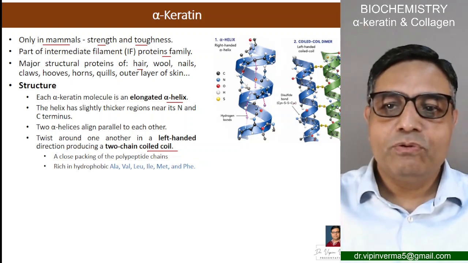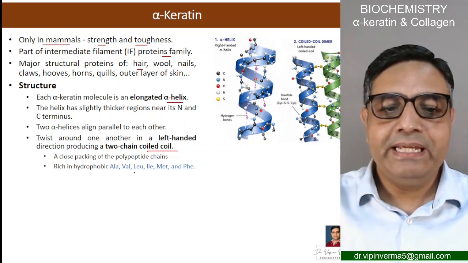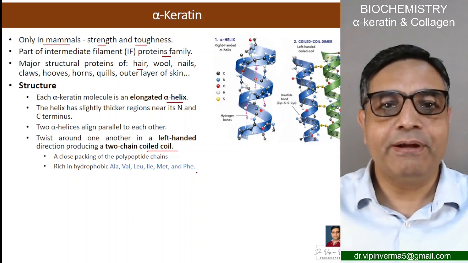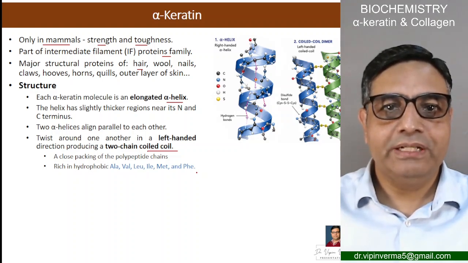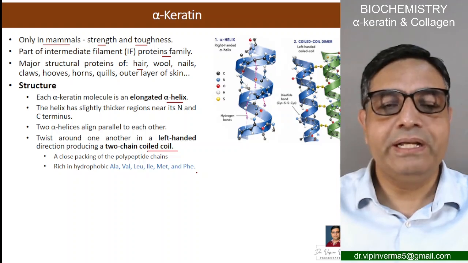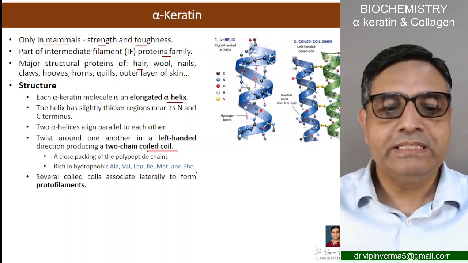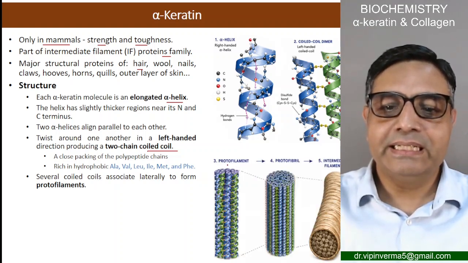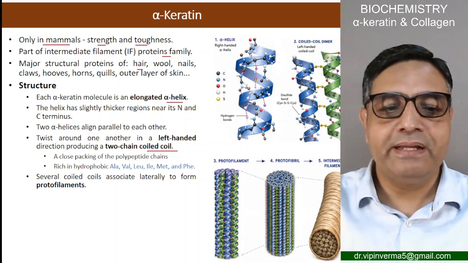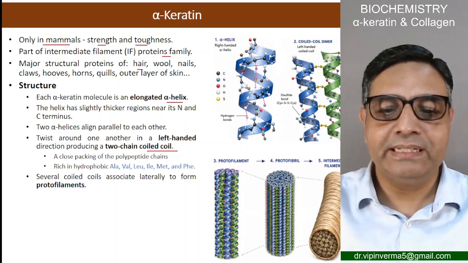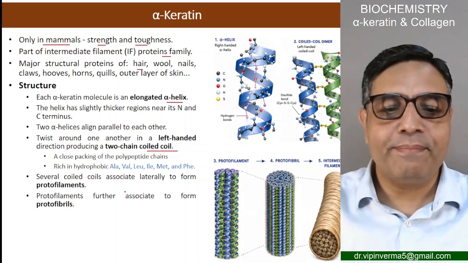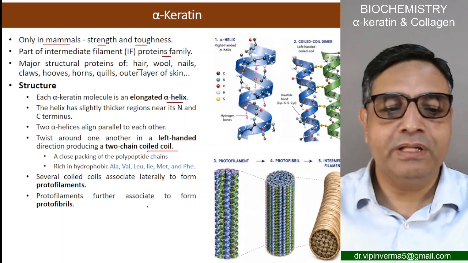This particular structure is rich in alanine, valine, leucine, isoleucine, methionine, and phenylalanine. So these are the amino acids which are very rich, and they are found here in the coiled coil dimer. Now there are several coiled coils which associate laterally to form protofilaments. So you can see here, these are the protofilaments which are made when several coiled coil dimers associate laterally, side by side, and these protofilaments further associate to form the protofibrils.